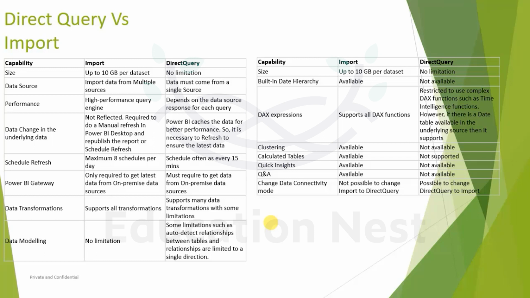Change data connectivity. If you are on an import, it is not possible to change to direct query. But direct query can be changed to import. It is a unidirectional change. It is an irreversible change, right? So now, picking things such as schedule refreshes, I can show it to you in Power BI like this.